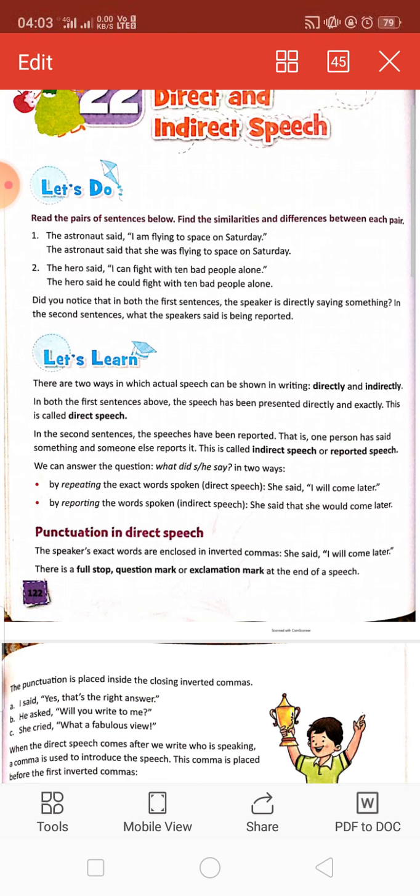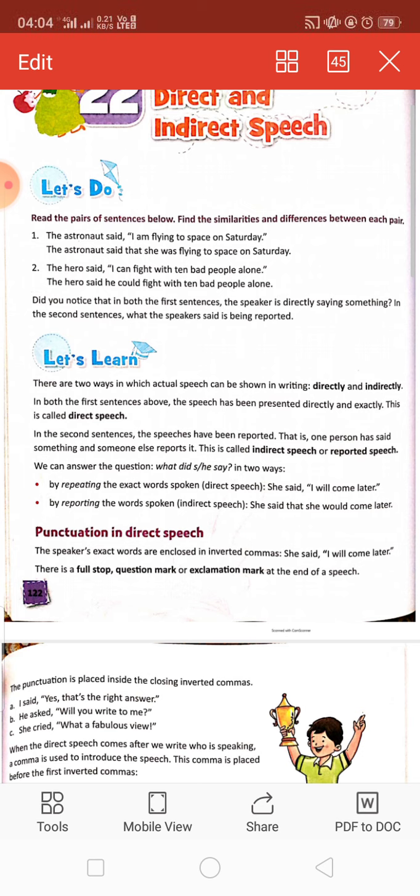Now I am going to the chapter. So direct speech means when one person is talking to another in a direct mode, anything he is telling. But indirect speech means when the second person is telling the words or the sentence to a third person. That means dialogues are changing.